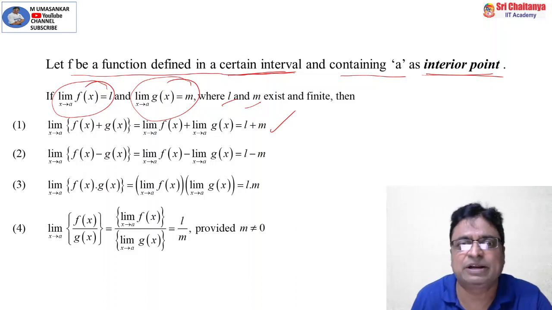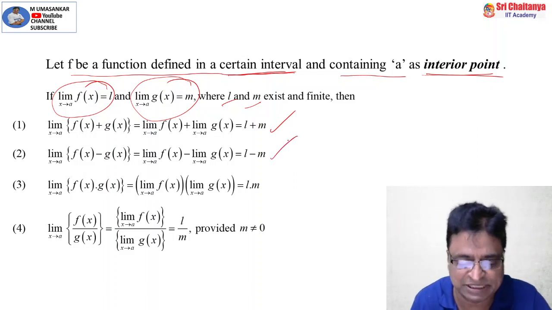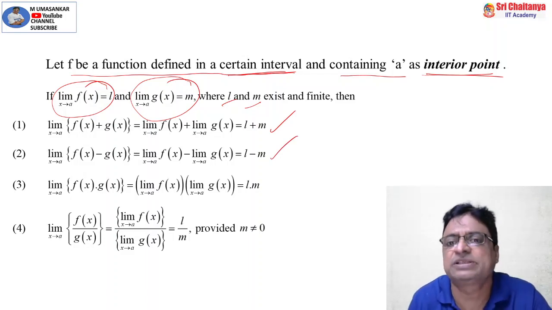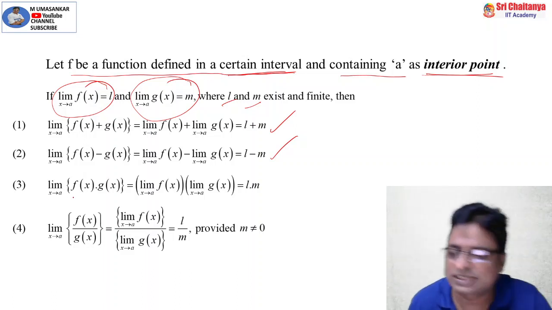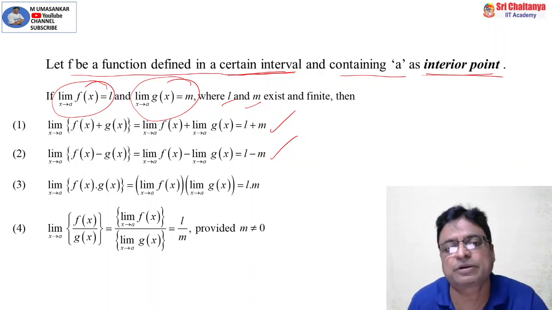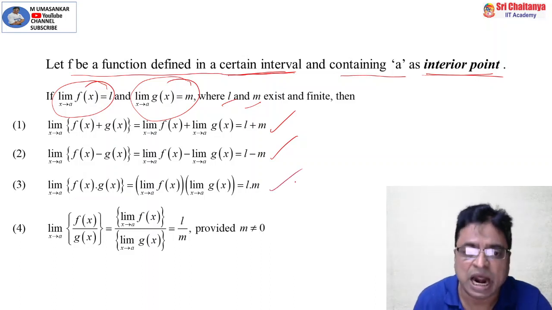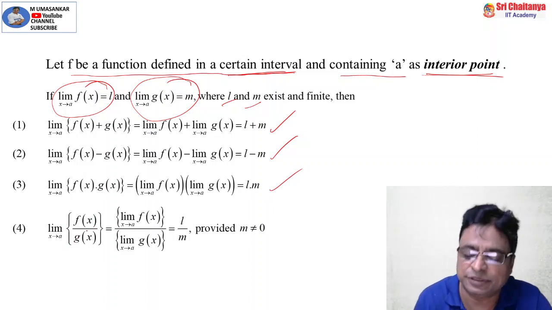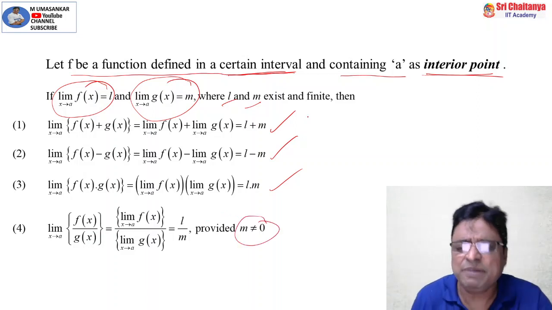And coming to the second one, limit as x tends to a of f of x minus g of x is equal to limit as x tends to a of f of x minus limit as x tends to a of g of x, that is L minus m. That means the limit of the difference of 2 functions is the difference of the limits of the functions individually, that is L minus m. And coming to the third one, limit as x tends to a of f of x into g of x, that is, the limit of the product of 2 functions is equal to the product of their individual limits. And similarly, the limit of the quotient of 2 functions is the limit of the numerator by the limit of the denominator, provided m is not equal to 0.